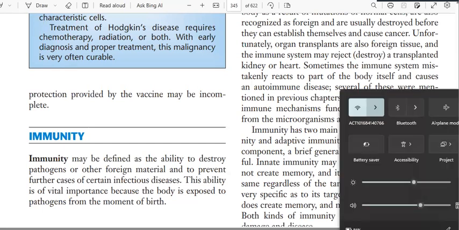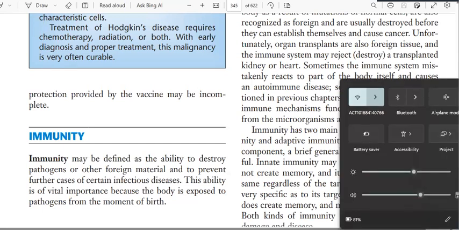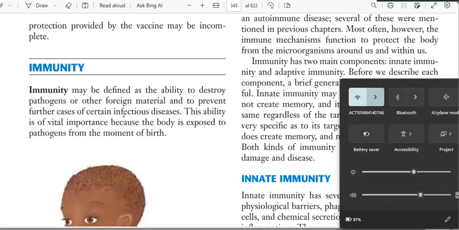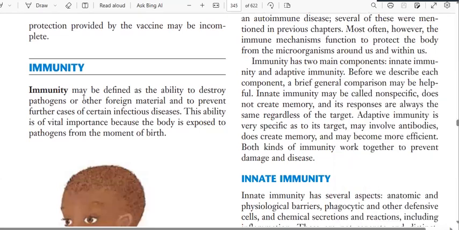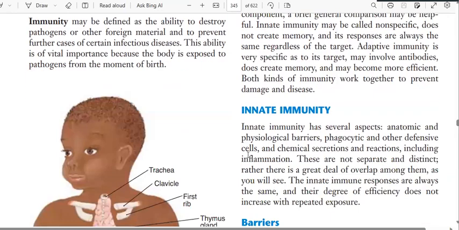So we started lymphatic system and immunity. In the previous class we discussed immunity. So we will continue the lecture here.